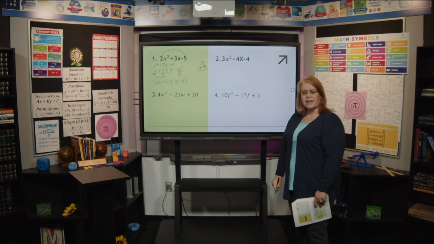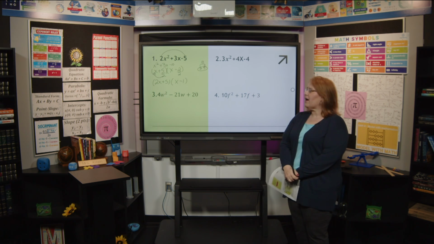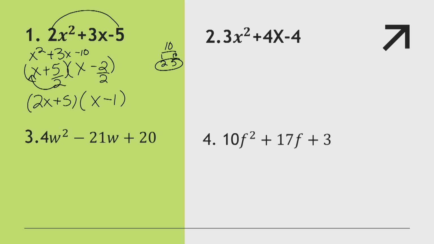Okay, what did you get? I got 2x plus 5 times x minus 1. What did you get? Did you use the same factors that I did? Did you have one binomial that's positive and one binomial that's negative? Did you make sure that you brought that 2 back up? Because I could not reduce that 5 over 2. Good job. Let's do number 2.